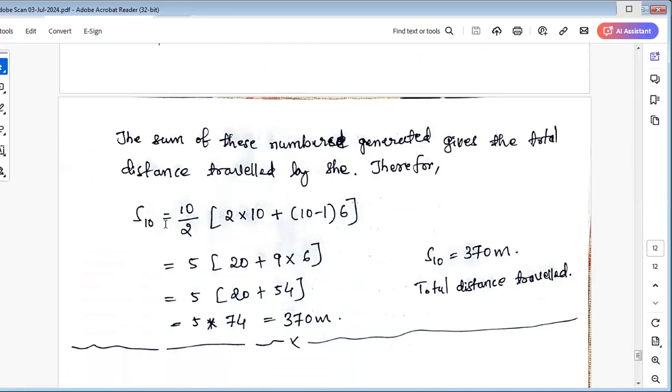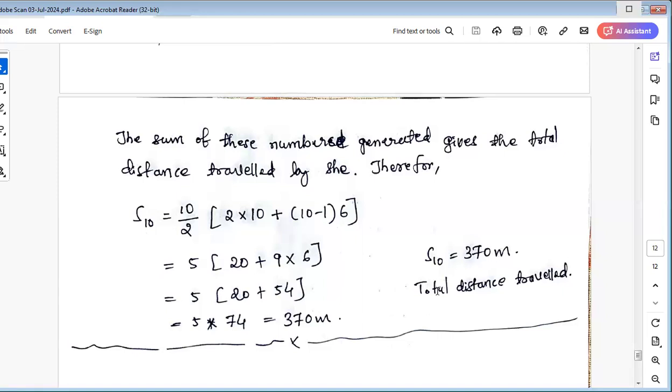So the sum formula is S10 is equal to 10 by 2, because n by 2 into 2a, 2a is 10, so 2 into 10 plus n minus 1, 10 minus 1, into d is 6. So this is equal to 5, since 10 by 2 is 5, into the bracket 2 into 10 is 20 plus 9, since 10 minus 1 is 9, into 6. This is equal to 5 into 20 plus 9 into 6 is 54. This is equal to 5 into 74. So 74 into 5 is 370 meters. So S10 is 370 meters.